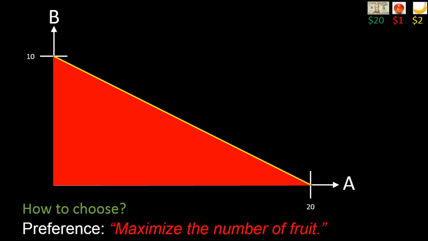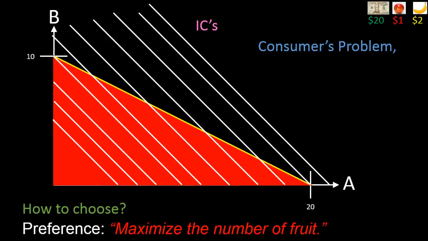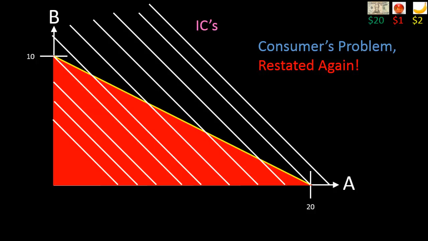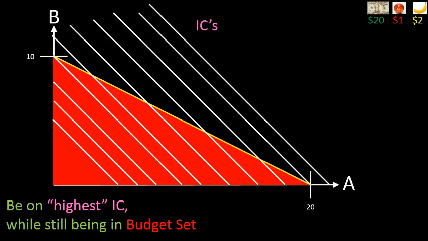Let's now add to the graph Chris's indifference curves. As you will recall, the indifference curves corresponding to this preference look something like this. And now we can restate for the second time the consumer's problem. The consumer's problem is now simply to be on the highest indifference curve without leaving the budget set. As mentioned earlier, northeast is the direction of higher indifference curves. So Chris wants to be on an indifference curve that is as far to the northeast as possible.